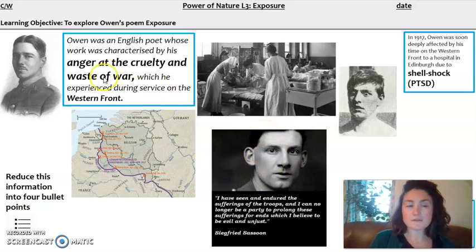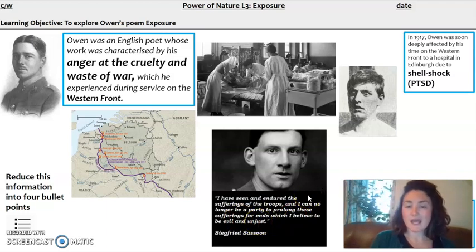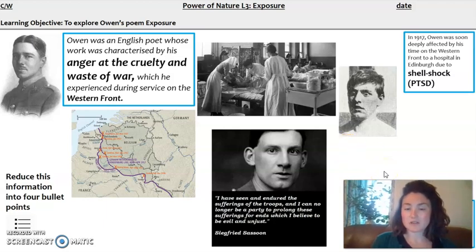Siegfried also shared a love of poetry, and he also felt the same detest towards war, saying, "I have seen and endured the suffering, and I can no longer be party to prolong these sufferings for ends which I believe to be evil and unjust." Sadly, the evil and the unjust is seen when this young man, Wilfred Owen, was actually killed in action during a British assault on a German-held area on the Western Front shortly after his spell in hospital.